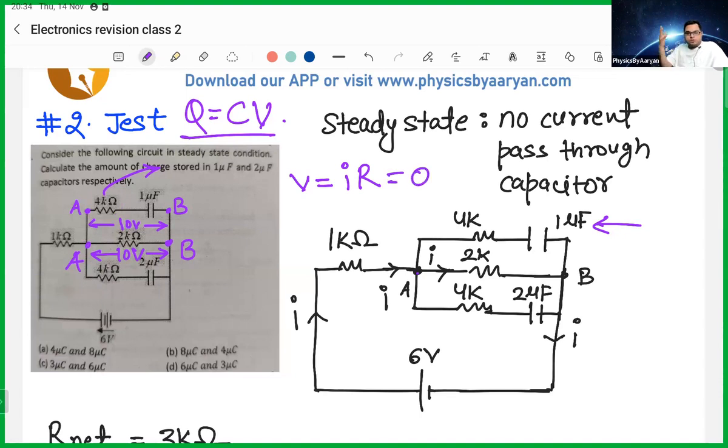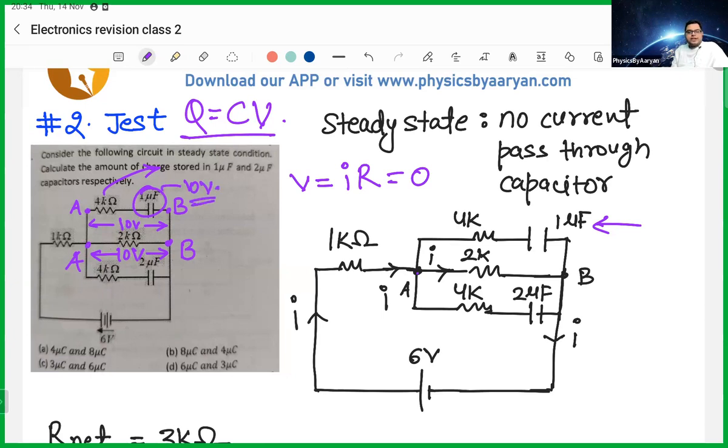So the voltage across the 4 kilo ohm is 0 because voltage will come only if the current is there. V equals IR. So in a resistance, as long as no current is flowing, there is no potential. So the voltage drop across this will be 0. So all the 10 volt will go to this capacitor.